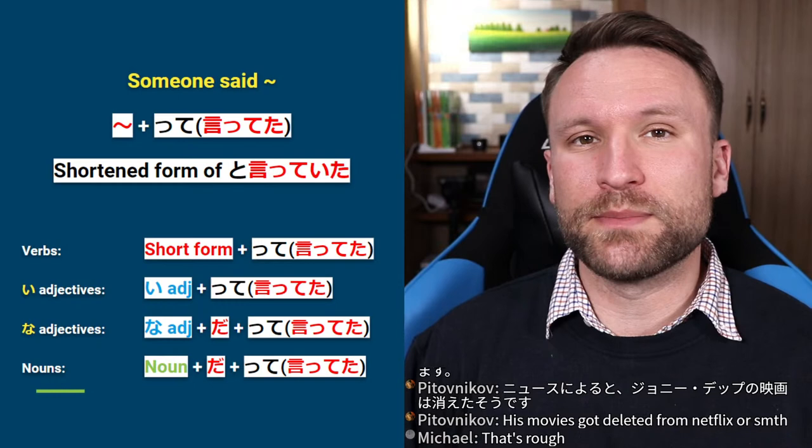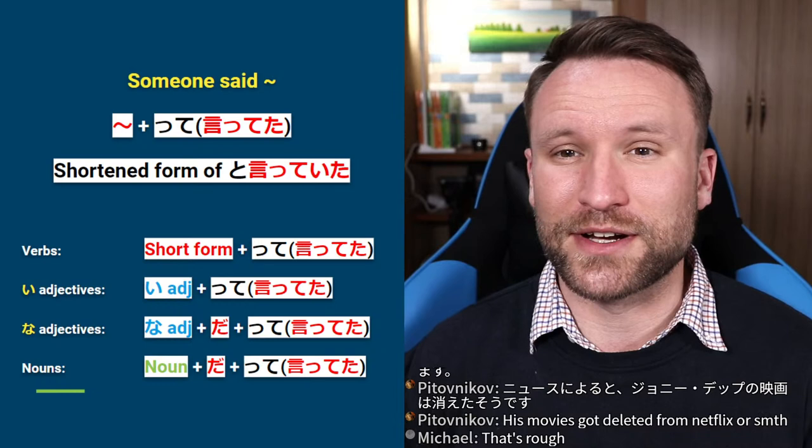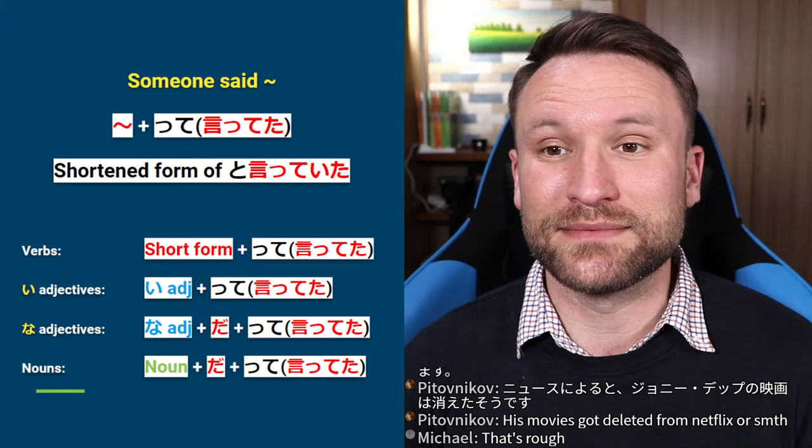Alright, so the next section is informal quotations. The book presents this as pretty much the same thing as そうです, and in a way you can use it like that. For example, ジョニー・デップの映画が消えた、消えたって. In that situation, you can use it like that.